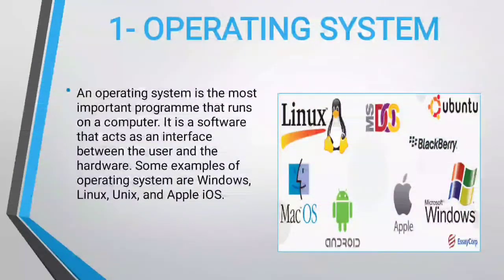An operating system is the most important program that runs on a computer. It is a software that acts as an interface between the user and the hardware. Every computer system must have at least one operating system to run other programs and applications like browsers, MS Office, Notepad, different games. The OS helps you to communicate with the computer without knowing how to speak the computer's language.